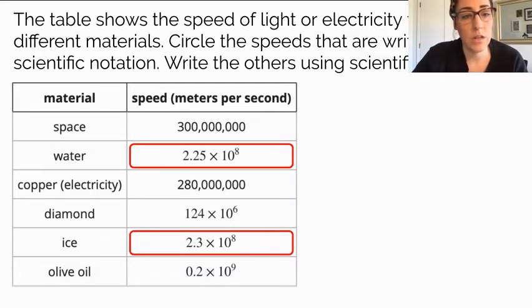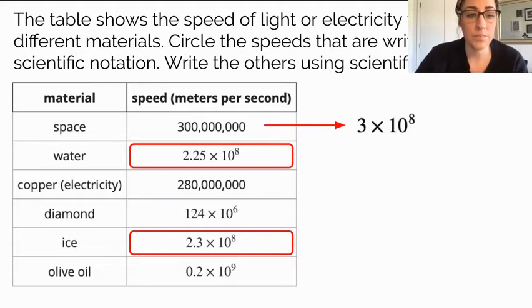So we're going to go ahead and convert those. The first one is space. And so looking at that, I have to again think about that leading factor being greater than or equal to 1, but less than 10, which tells me it's going to have to be 3. So I'm going to rewrite this as 3 times 10 to the 8th. That would be equivalent to 300 million.